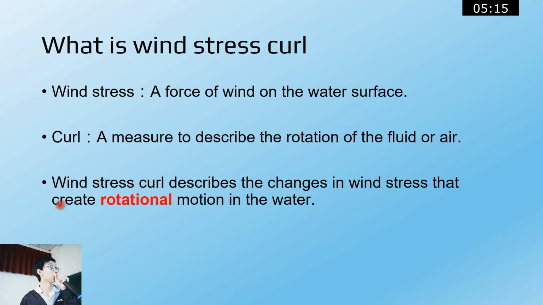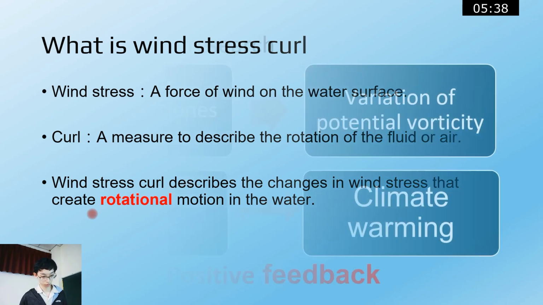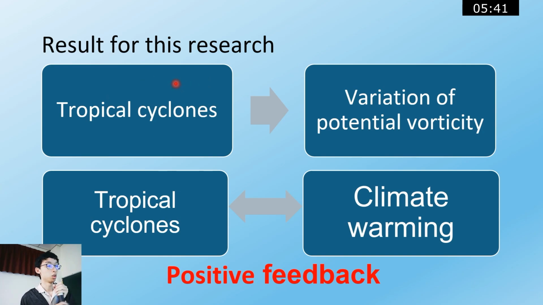And we can combine these two parts together. Wind stress curl describes the changes in wind stress that create rotational motion in the water. We can imagine that we change the object into a fluid, and we can see that this is the wind stress curl. And then I will tell the results of this research first, to guide you to know what the paper is doing.